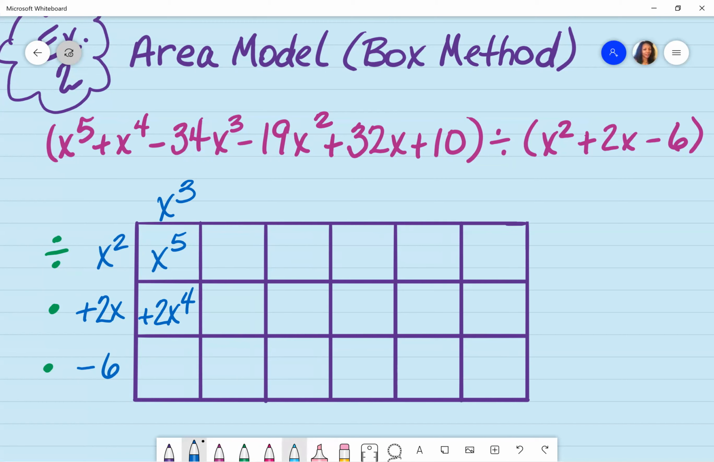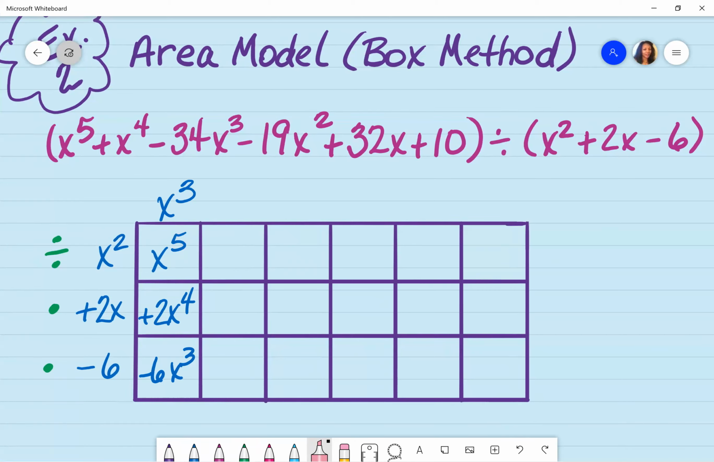And then I'm going to take that x cubed and multiply it times the negative 6. And that results in negative 6x cubed. What I should notice is that I'm counting down 5, 4, 3. It's going to work the same way going across. I'm going to have a 5, 4, 3, 2, and so on and so forth.